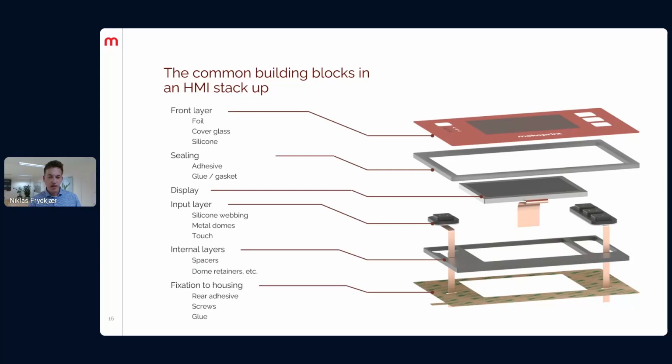Here we have the front layer, that could be a foil or a cover glass, or maybe a silicone. Then the sealing itself, which typically is an adhesive or a glue. Then of course the display itself, a source of input, which could be metal domes or a touch surface. And then finally a fixation to the housing, which we normally see as a rear adhesive.